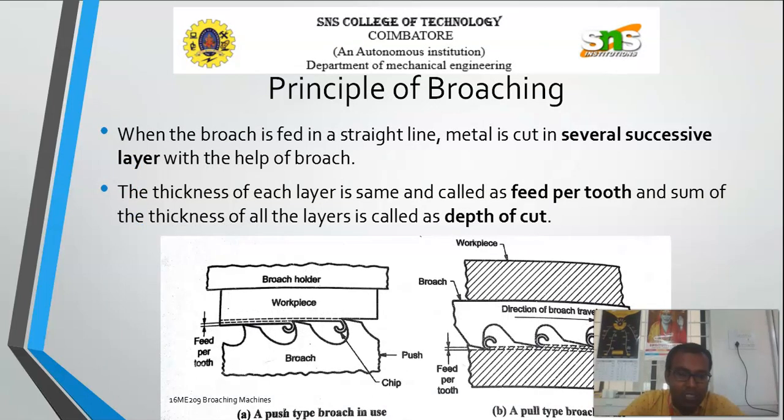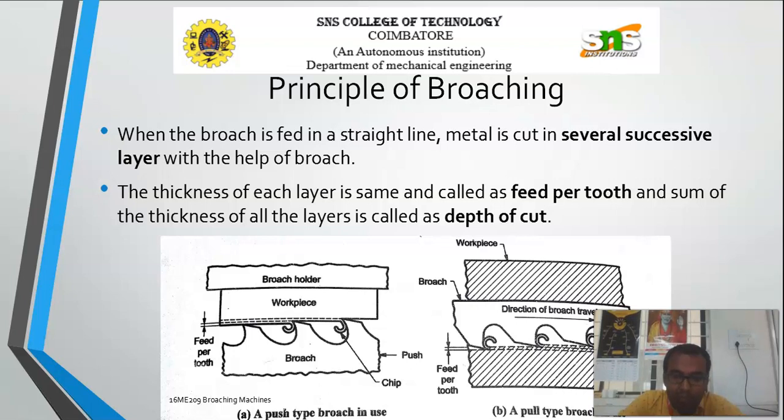Next, we will discuss the principle of broaching. When the broach is fed in a straight line, metal is cut in several successive layers with the help of the broach. The thickness of each layer is the same and is called feed per tooth, and the sum of the thickness of all the layers is called the depth of cut.